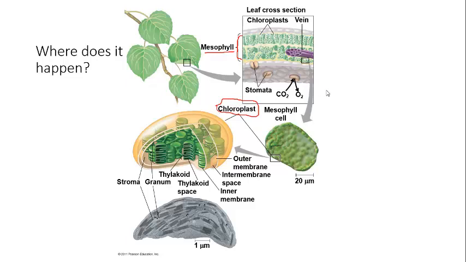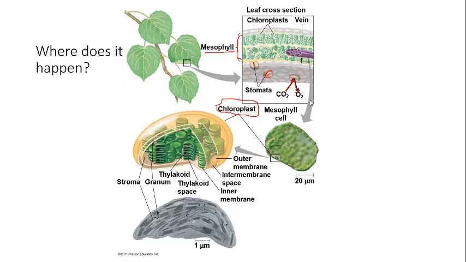In order to allow gases to enter or leave, the leaf has holes, mostly in the bottom of the leaves, called stomata. And each stomata is going to be flanked by a pair of guard cells. You see them right here and right here. And these guard cells control whether or not the stomata are open. The stomata is going to be how carbon dioxide gets in for photosynthesis and how oxygen leaves.